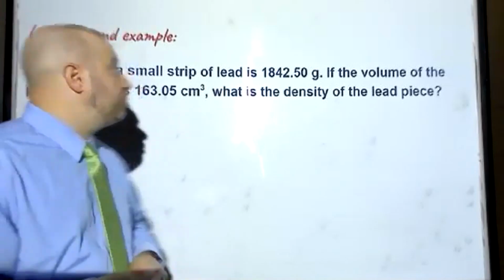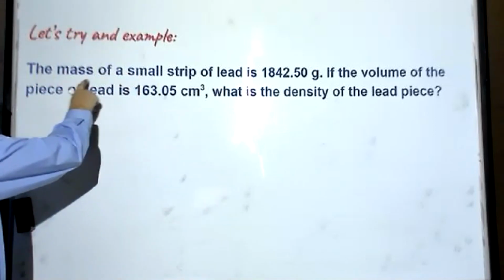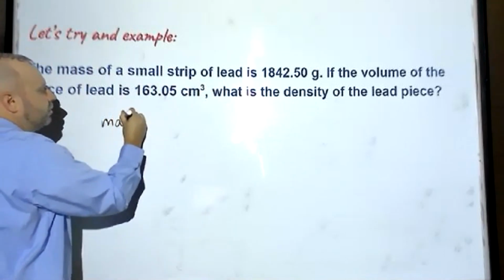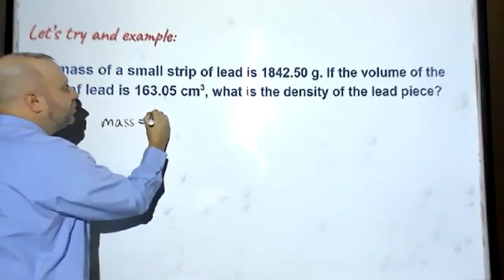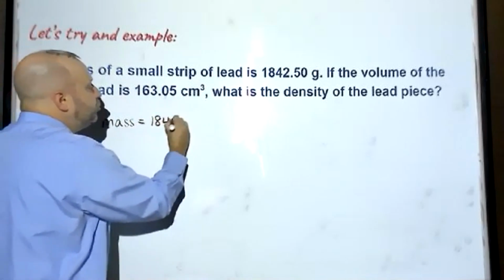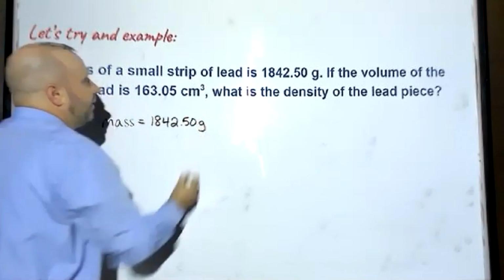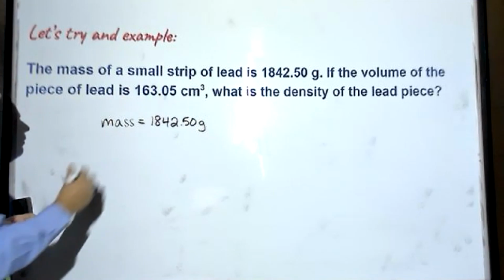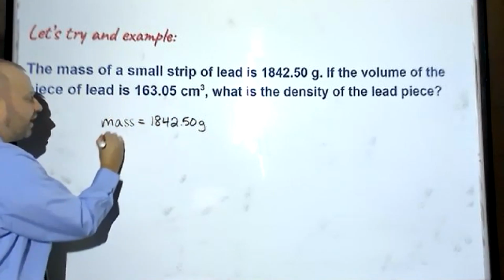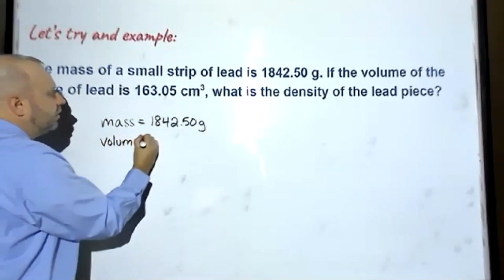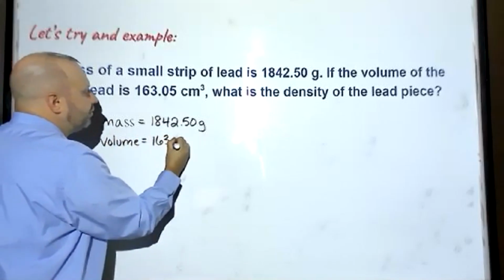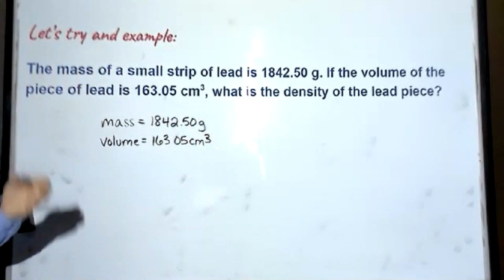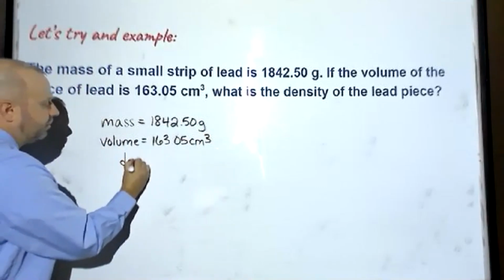The first example problem is this one. We have the mass of a small strip of lead. The mass of lead is equal to 1842.50 grams. If the volume of that piece of lead is 163.05 centimeters cubed, what is the density? So we're looking for density.